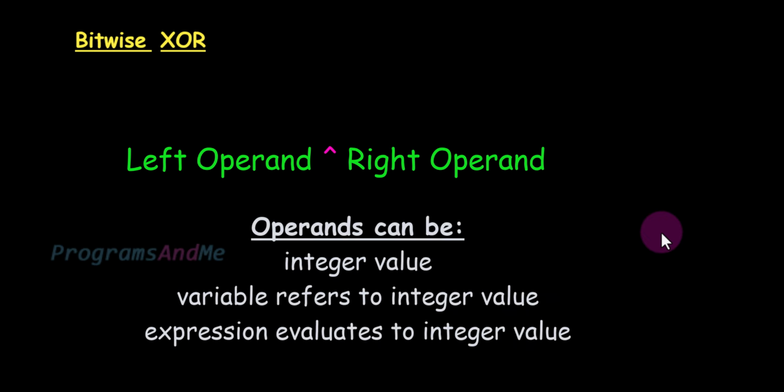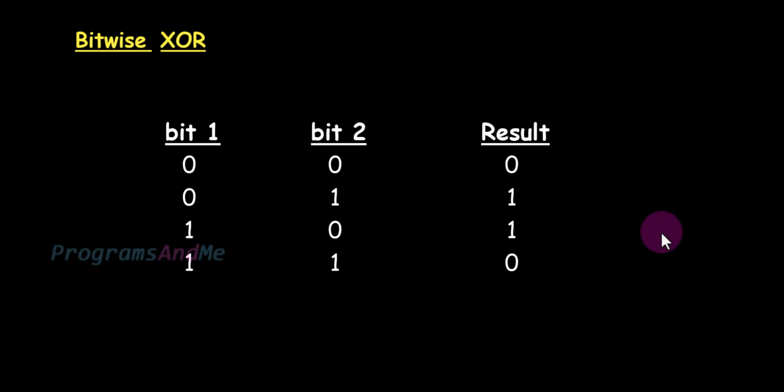So operands can be a variable or expression, which refers to or evaluates to an integer number. This operator compares the binary representation of two numbers bit by bit and returns a new number, where each bit is 1 only if the corresponding bits in the operands are different. Otherwise it is 0. So here you can refer to this table. If both the bits are 0 or 1, if it is the same, then the output is 0. If it is different, that is one is 0 and the other is 1, then the output is 1. Here the returned result is a decimal number.